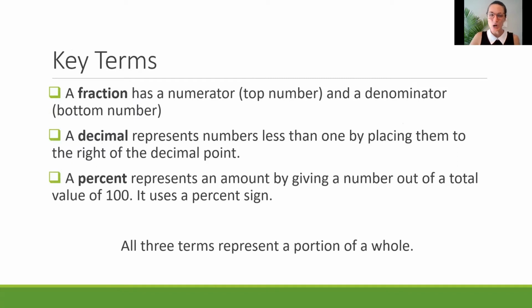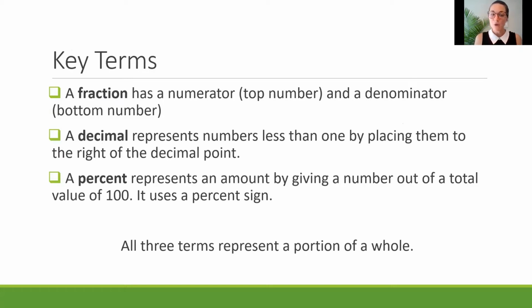Let's start with our key terms. So we need to know first what is a fraction, a decimal, and a percent. Well, a fraction has a numerator, which is the top number, and the denominator, which is a bottom number. And they'll have a line in between them. That line is similar to a division symbol.